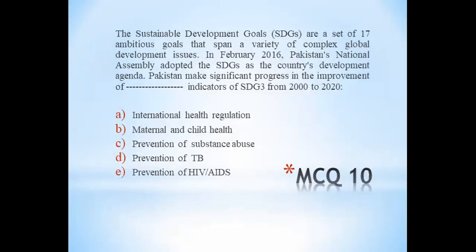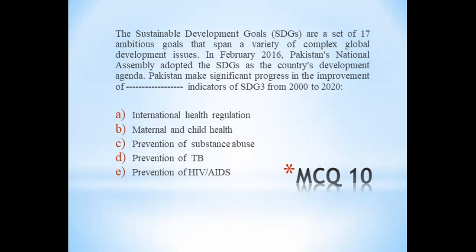MCQ 10. Sustainable Development Goals are a set of 17 ambitious goals that span a variety of complex global development issues. In February 2016, the Pakistan National Assembly adopted the SDGs as the country's development agenda. Pakistan has made significant progress in improvement of dash indicators of SDG 3 from 2000 to 2020. A, International Health Regulation. B, Maternal and Child Health. C, Prevention of Substance Abuse. D, Prevention of TB. E, Prevention of HIV or AIDS.